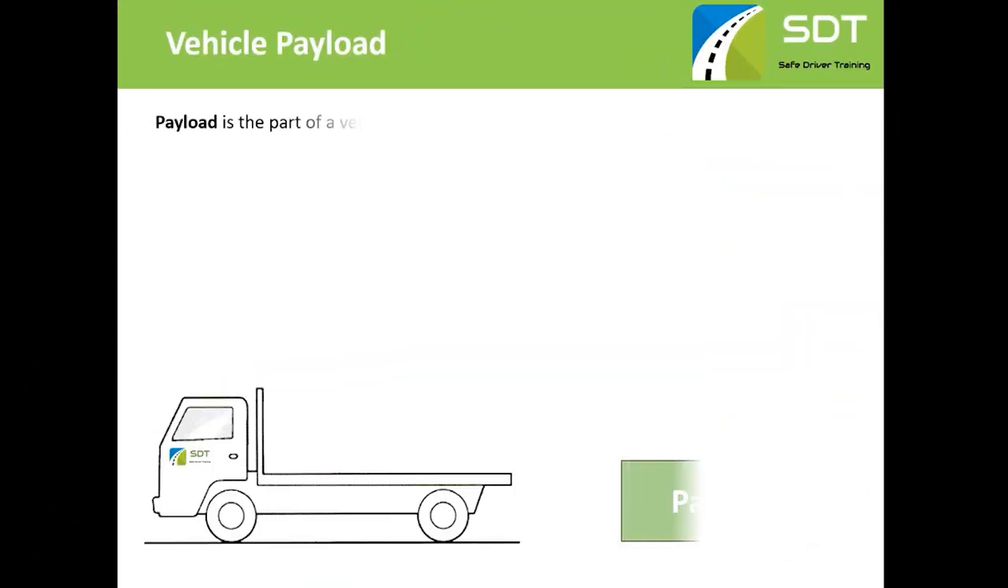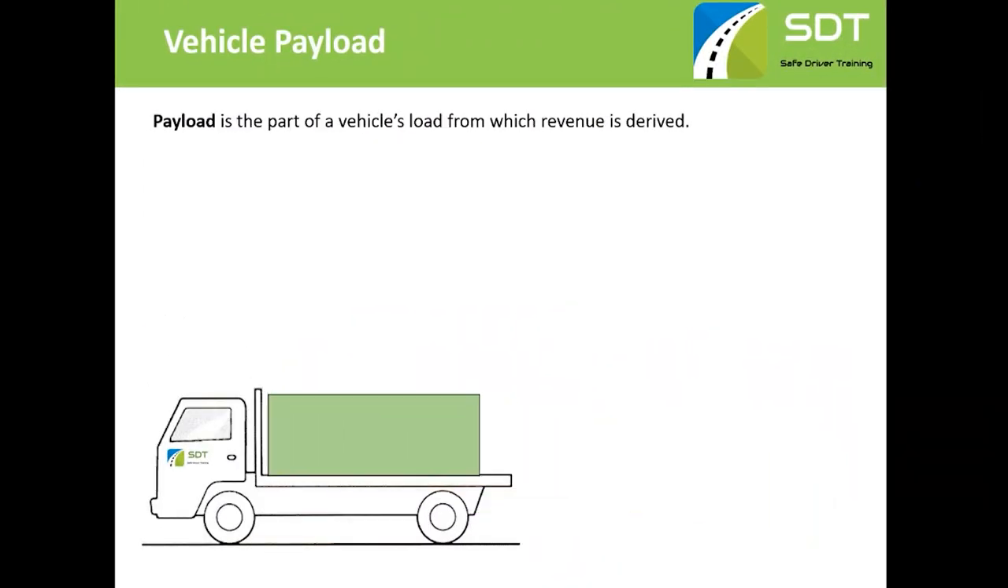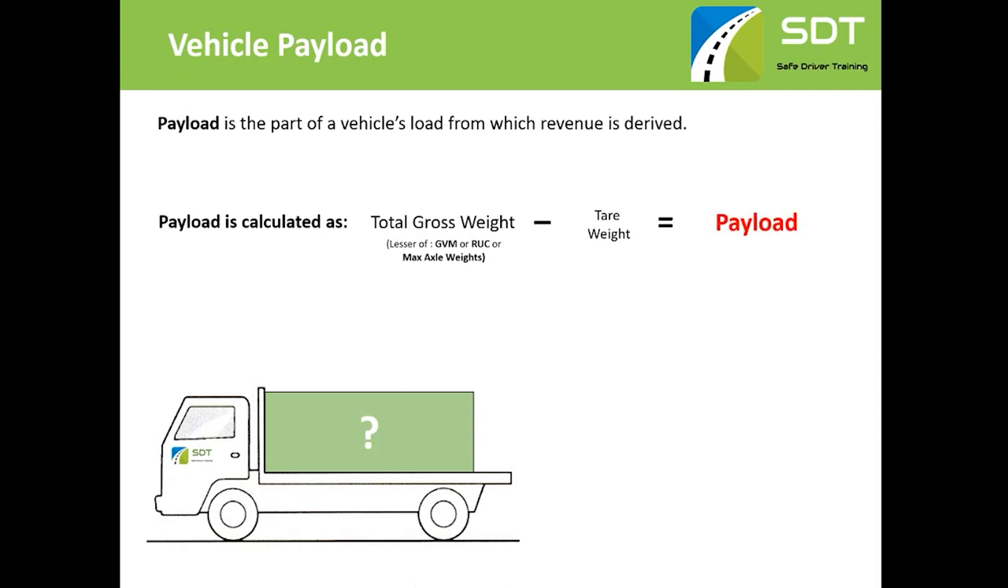Payload is the part of a vehicle's load from which revenue is derived. Or, in simple words, payload is the maximum weight of the load that your vehicle may legally carry. To calculate the payload, we have a formula: the total gross weight of the vehicle minus the weight of the vehicle equals your payload.